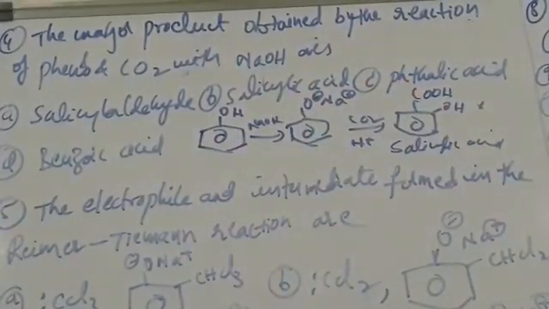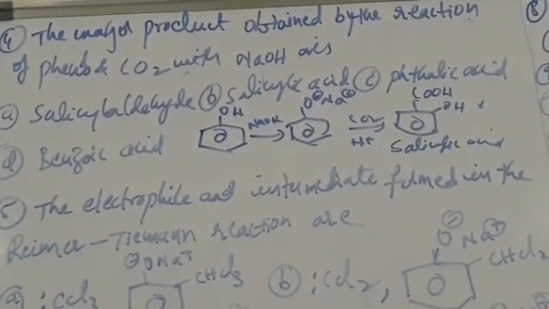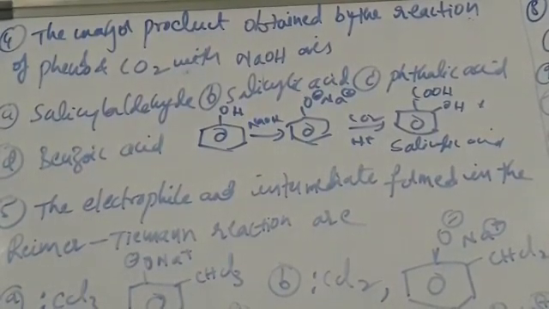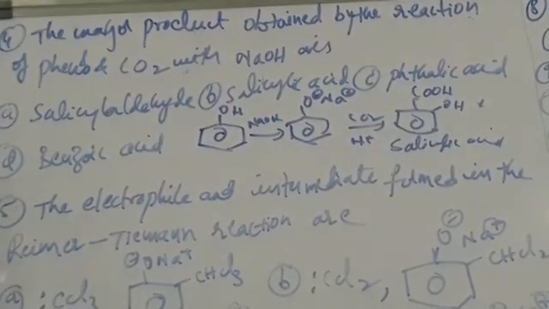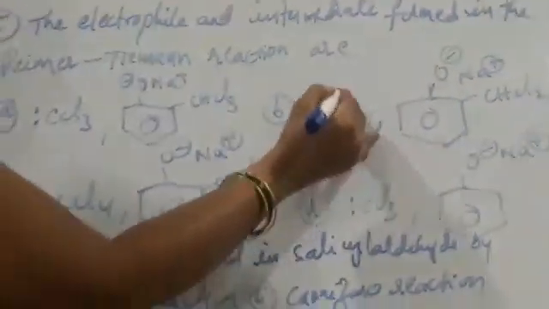Next, electrophile and intermediate formed in the Reimer-Tiemann reaction. So in Reimer-Tiemann reaction, phenol reacts with chloroform in presence of alkali. Okay. So chloroform produces electrophile. Okay. So that is CCl2 electrophile. Carbon, it produces carbene, CCl2 with a lone pair of electrons. So this is the electrophile.